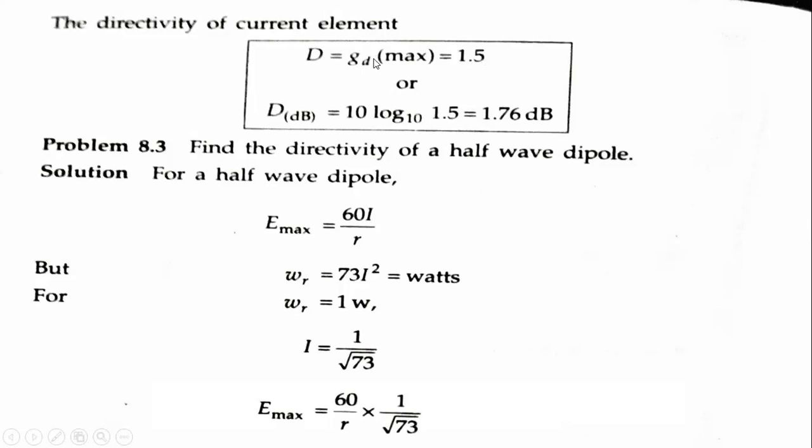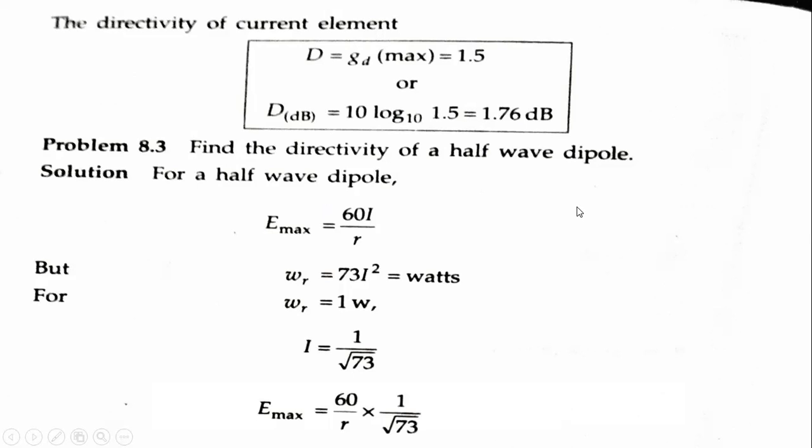So how can we convert this maximum directive gain, that is GD, into the directivity in dB? That is 10 log 10 of GD. Here GD is nothing but 1.5. So if you do it with the calculator, 10 log 10 of 1.5 will be 1.76 dB.